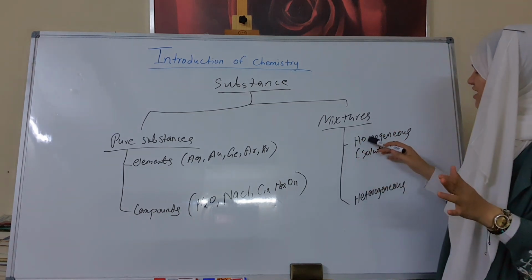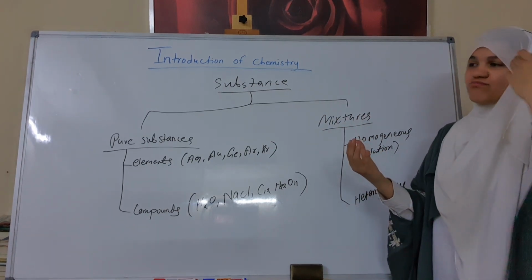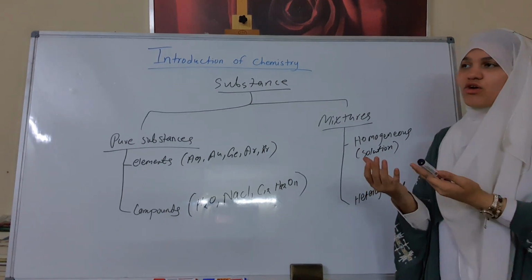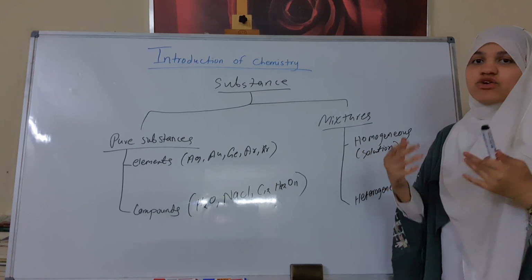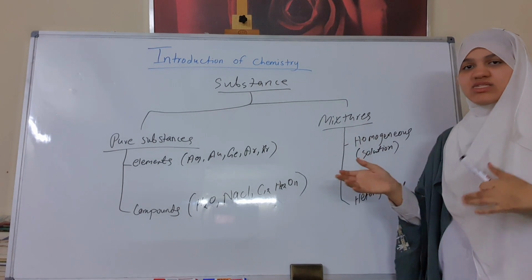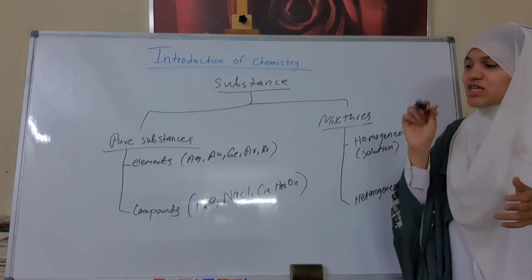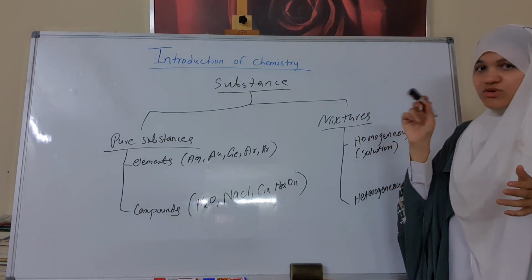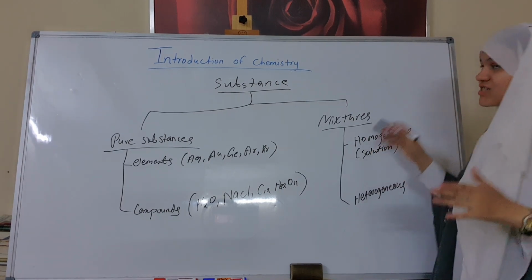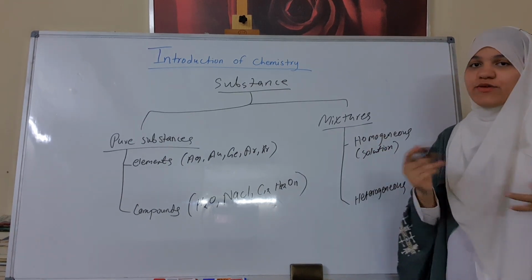Not only that, but homogeneous is a mixture where you can't see what it's mixed of. It's like completely one type of mixture, only one type. You can't see what is mixed inside. And heterogeneous is the difference. That means you can see the mixtures inside it. You can see each type of compound or mixture inside it. So homogeneous and heterogeneous are different from each other.